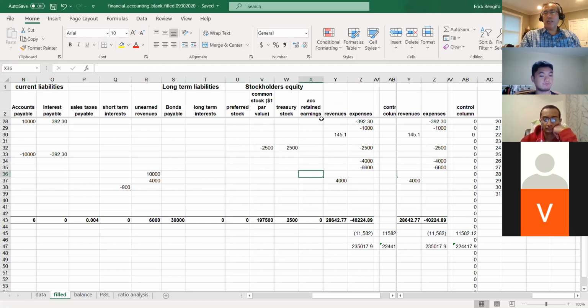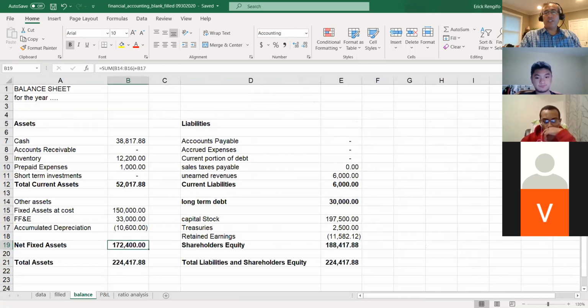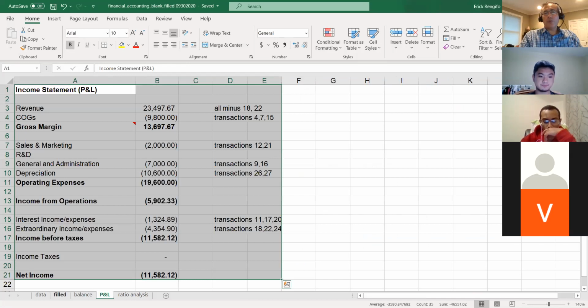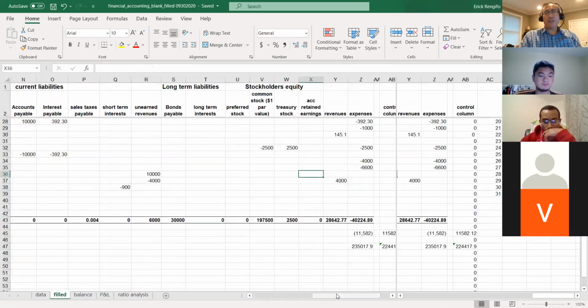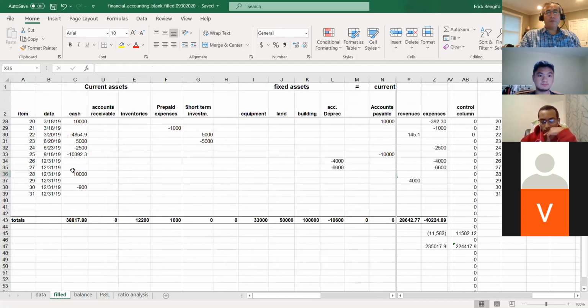Got it? I want you to really understand this part here, understand how the accounting works and how you can transfer this into two or three pieces that everyone understands: P&L, balance, and the cash flow. It is basically this part here.